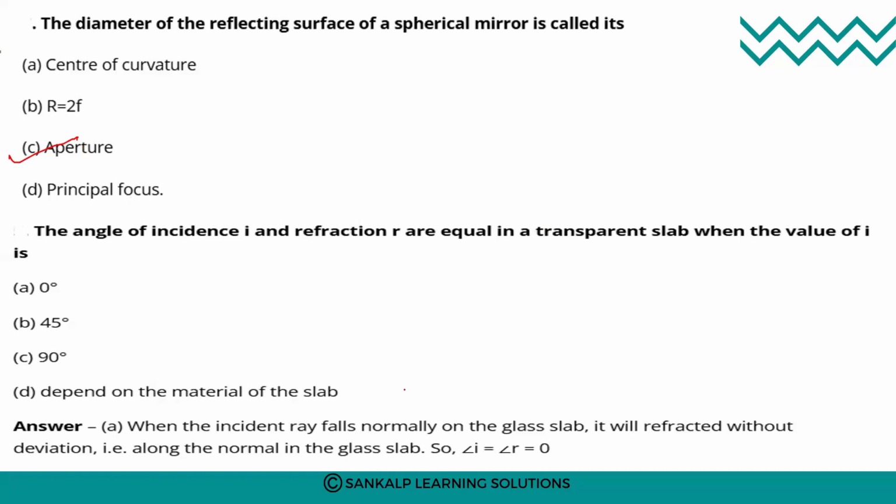The angle of incidence i and angle of refraction r are equal in a transparent slab when the value of i is, when the incident ray falls normally on the glass slab, it will be refracted without deviation, that is along the normal in the glass slab. That is i is equal to r, angle of incidence is equal to angle of refraction. That is angle r is equal to 0. When it is 0 degree, then i is equal to r. So option A is right.